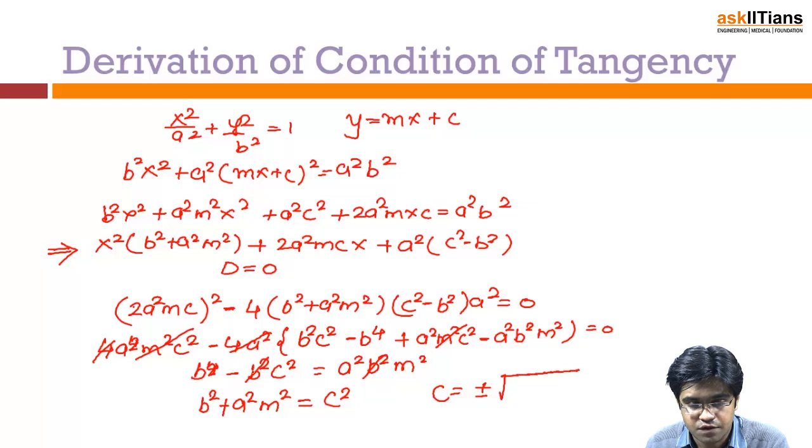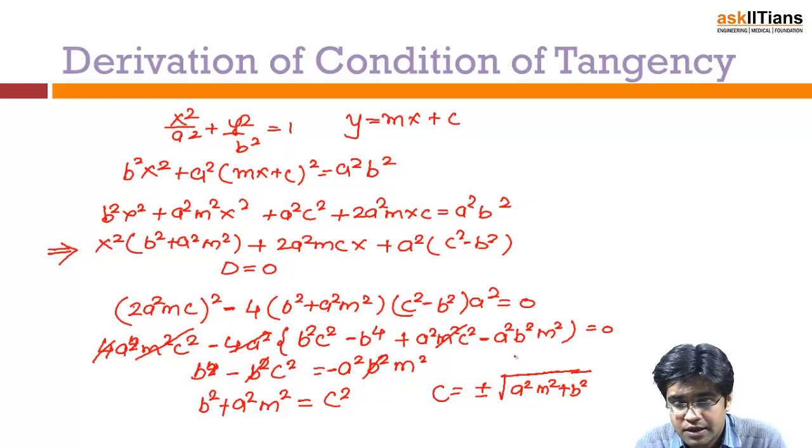This one is also positive because this is minus minus plus and there is also this minus. So this minus minus is also plus, and if it goes on the other side it becomes minus. So b square plus a square m square is equal to c square. That means c square is equal to a square m square plus b square. So this is the required condition of tangency for the value of m.